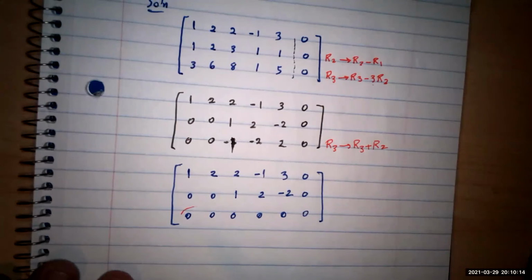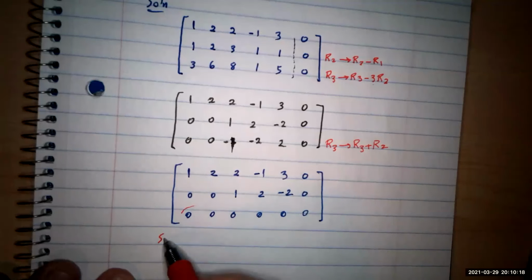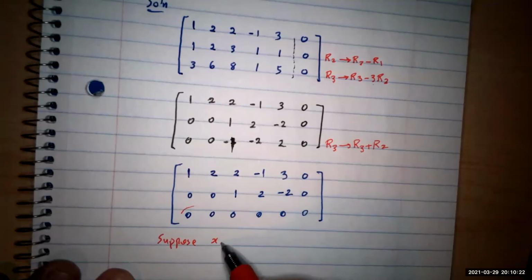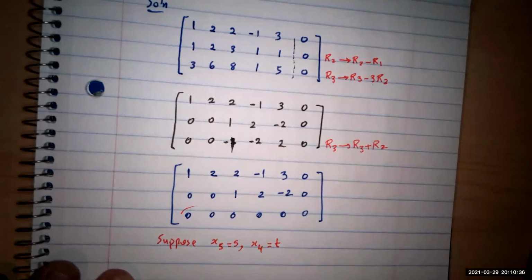So what I'm going to do is, suppose I start with this one. I'm going to suppose I pick the x5 to be free, and I'm going to call it s. Then I pick the x4 to be equal to t. That is the second one.